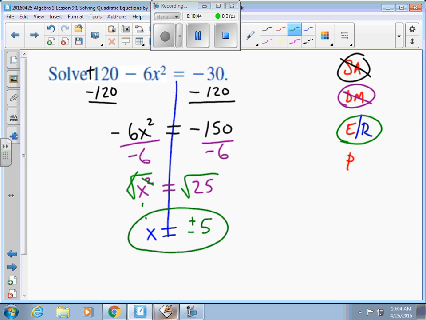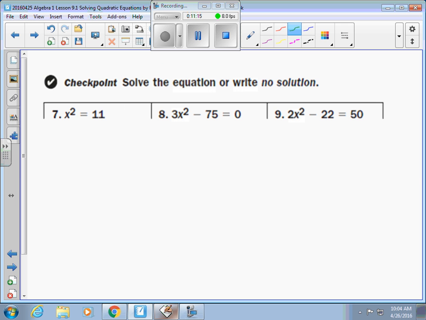So if you plug in the number 5 in place of x, you'll see that you get a true statement. 5 squared is 25. 25 times negative 6 is negative 150, and 120 minus 150 is negative 30. Same thing with negative 5. Negative 5 squared is again 25, and then it's the same operation for the rest of it. So both positive and negative 5 will make yourself have a true statement here.